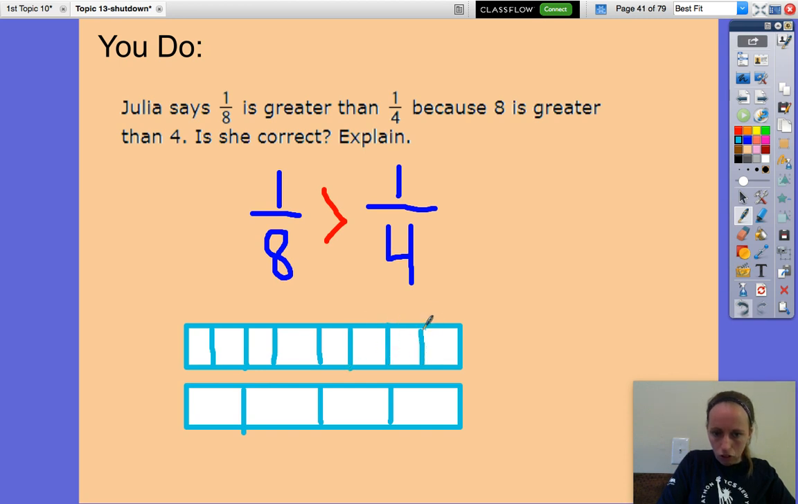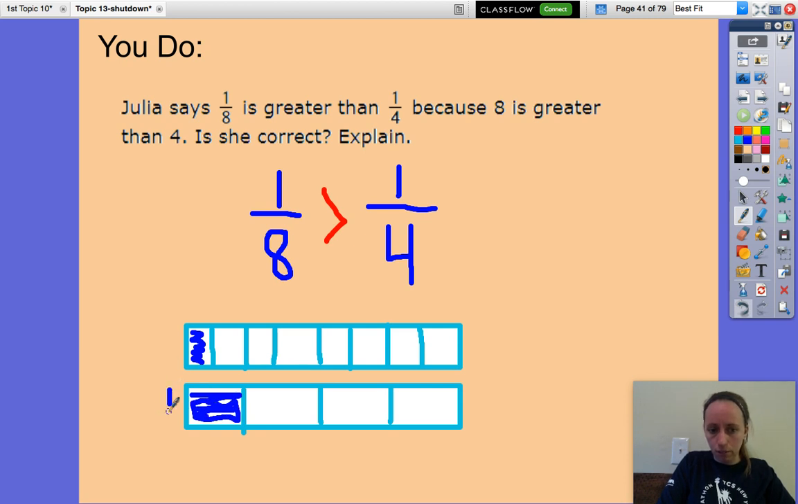Now just take a quick look. Look at the size of all of these pieces. They're a lot smaller than the sizes of these pieces because we took the same whole, the same big blue rectangle, and we broke it up into only 4 pieces here and 8 pieces here. So you can see that the pieces are a lot smaller. So even though our numerators are the same, which is only 1, we're only looking at 1 piece, right? This 1 piece is a lot bigger than this 1 piece.